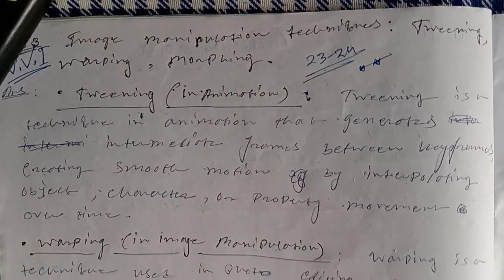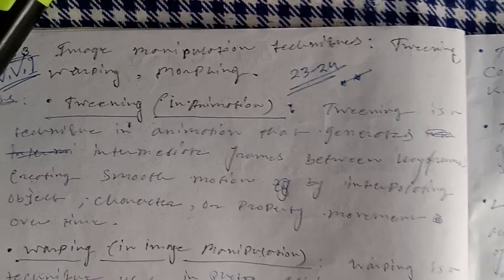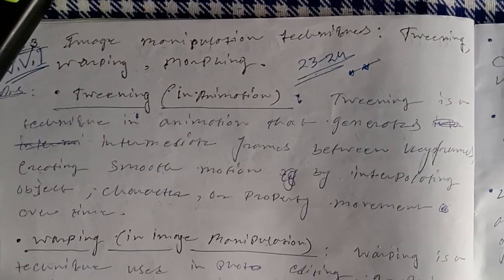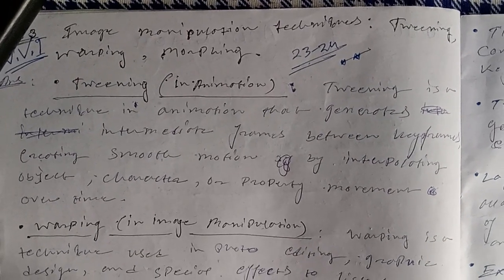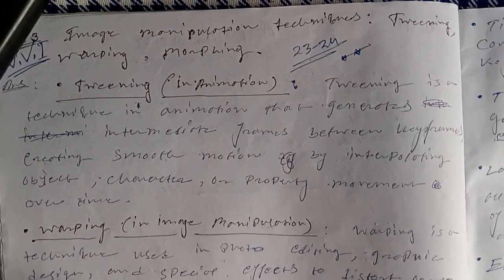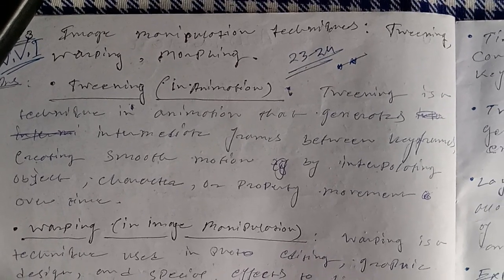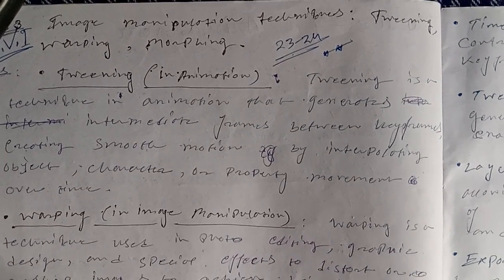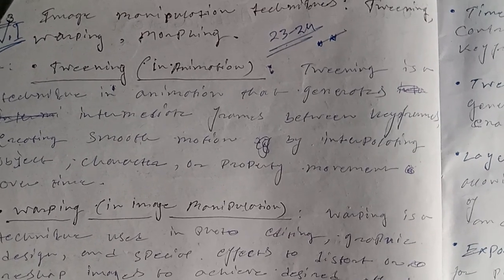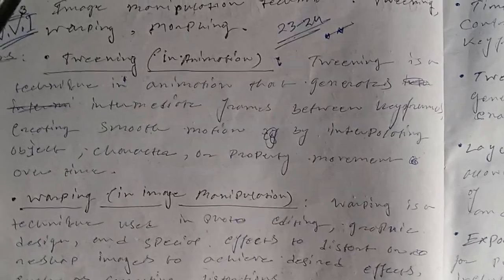So next we come to our third question, image manipulation techniques: tweening, warping, and morphing. This is one of the important questions that may come in your college and university exams. There are three techniques: one is tweening, then warping, and morphing.